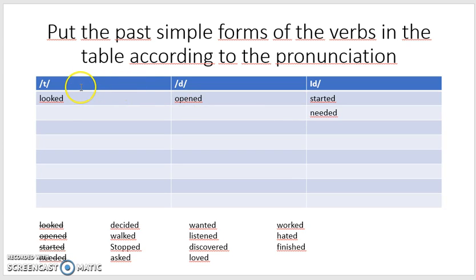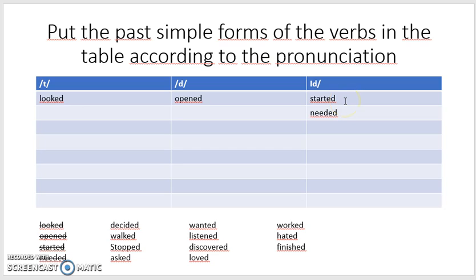Now note, for these first two columns, we do not add an extra syllable for the ed ending. So again, the base form in the first one is look, that's one syllable. And in the past, we just add t, but no extra syllable. So it's still only one syllable, looked. And the same in this column. Open, the verb in its base form, and opened.